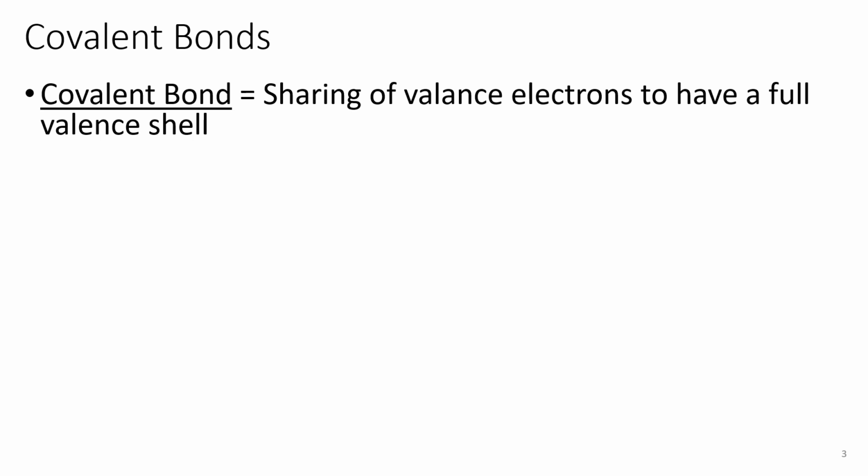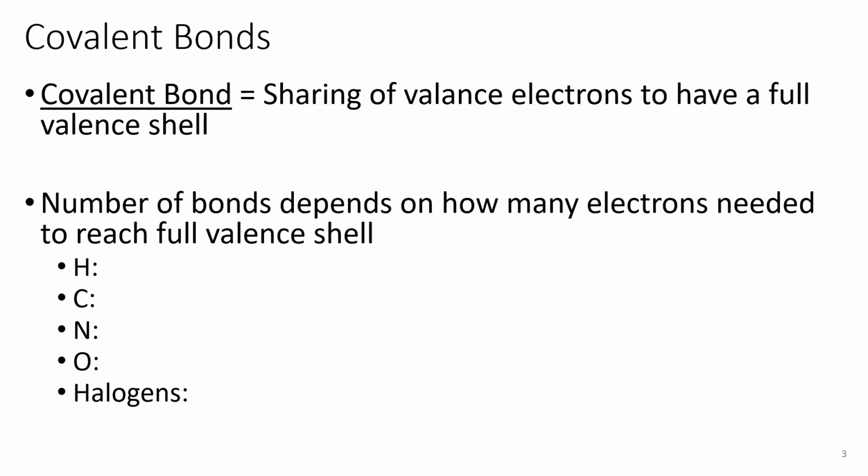Next, I want to review covalent bonds. Covalent bonds are the sharing of valence electrons to have a full valence shell. So this time, instead of losing or gaining, the atoms are going to share those electrons. The number of bonds that an atom can form depends on how many electrons are needed to reach the full valence shell. So with our atoms here in period 1 and in period 2, we can quickly define the number of bonds they will typically form in order to have those full valence shells.